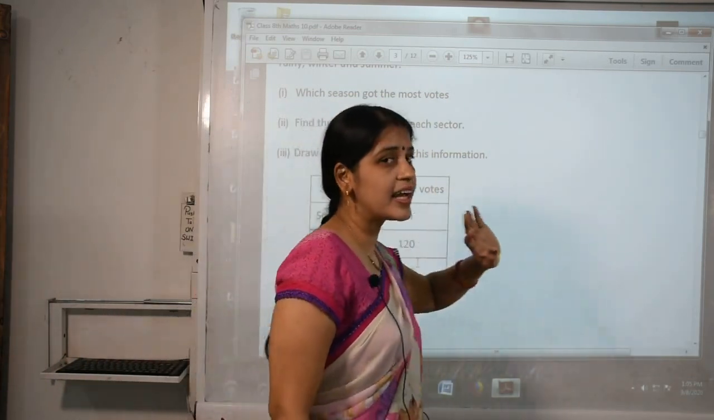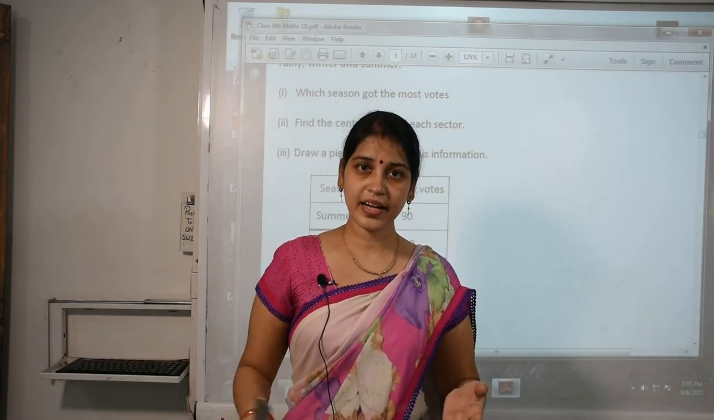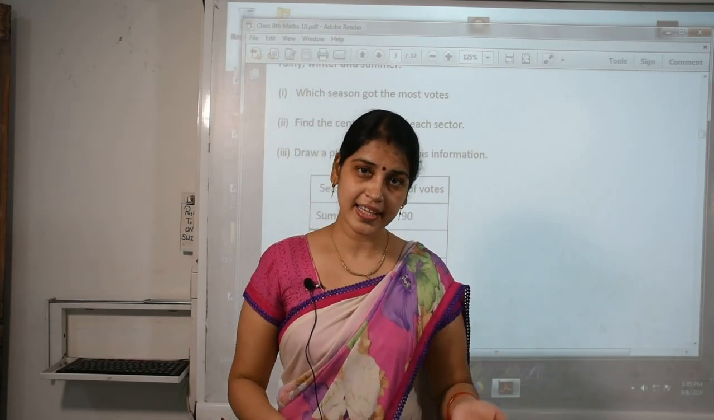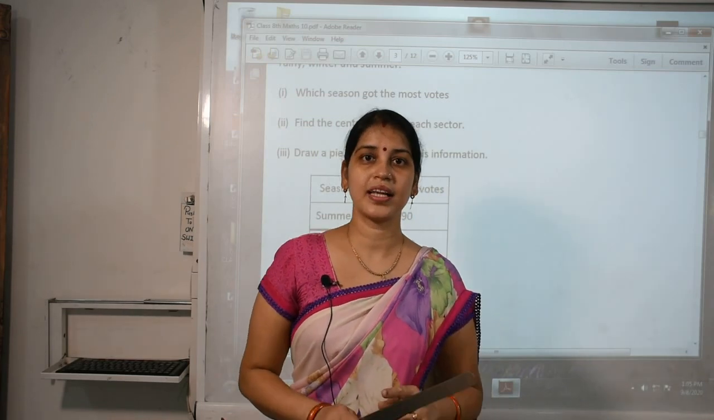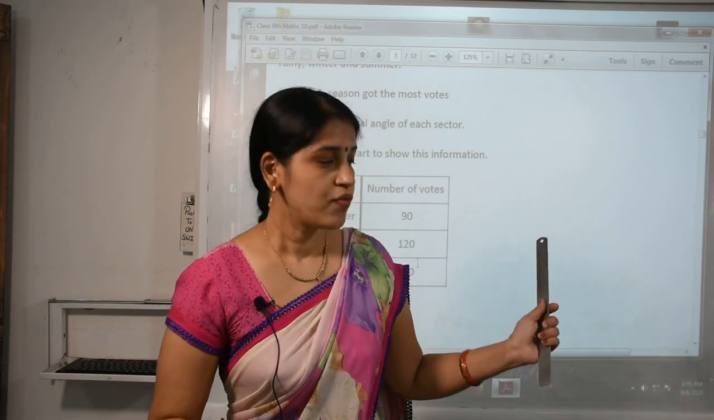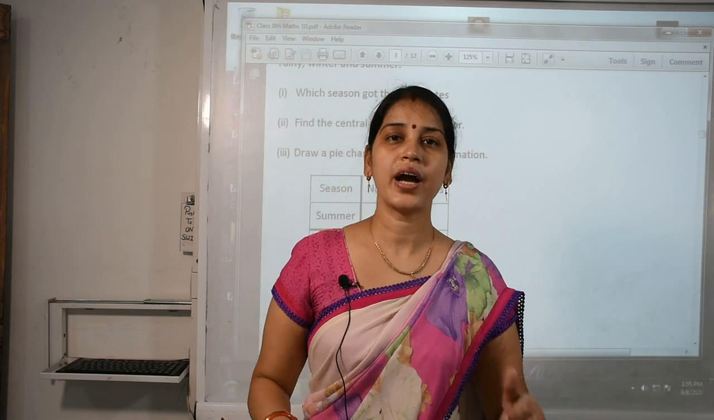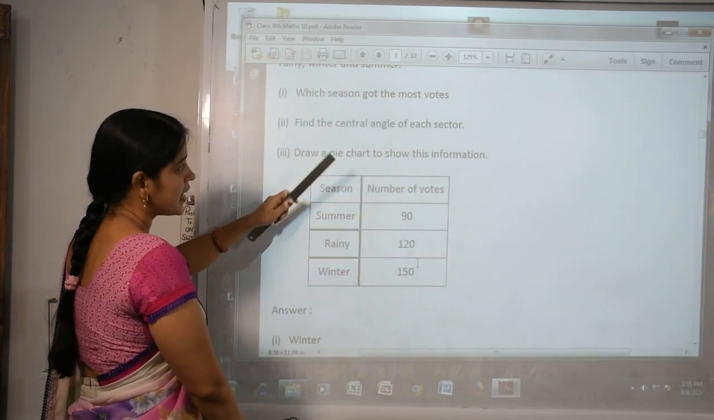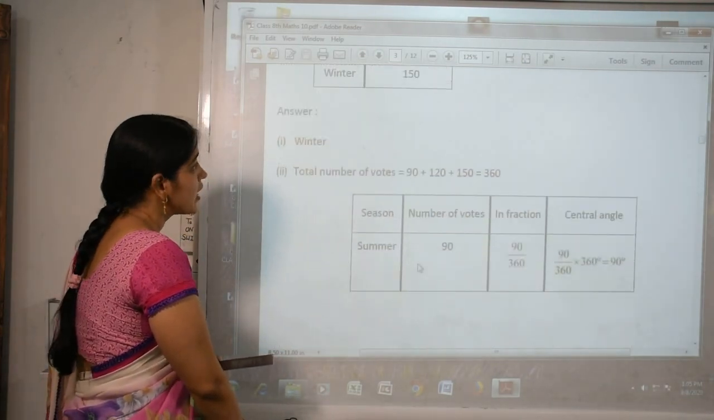Second, find the central angle of each sector. अब हमें क्या करना है? All sector central angle we have to find. So I explain you how to find central angle. For that we have to prepare one table. In table we have to make how many columns? 4 columns. First 2 columns mentioned in the question and third and fourth column we have to add. So we have to find central angle and then we have to draw its pie chart.